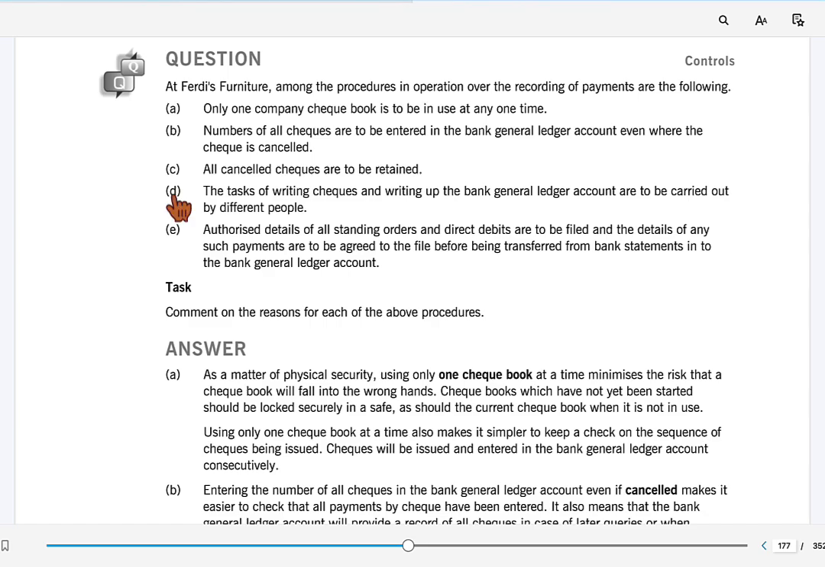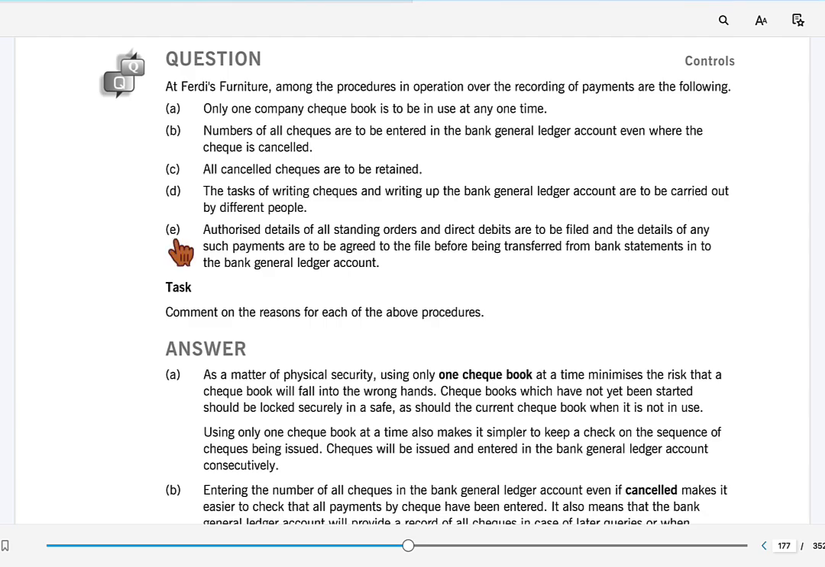D. The tasks of writing checks and writing up the bank general ledger account are to be carried out by different people. This means one person prepares or writes the check. Another different person records the payment into the accounting system and bank ledger. So the same employee should not do both jobs. This is describing a very important control called separation of duties. The question wants you to explain why separating those jobs is important.